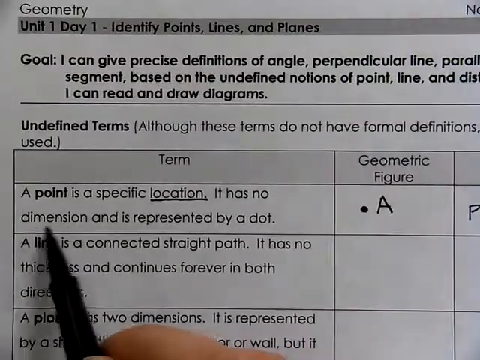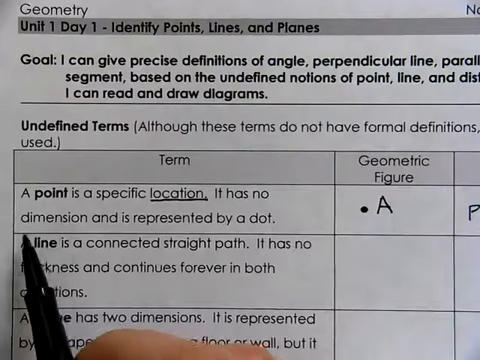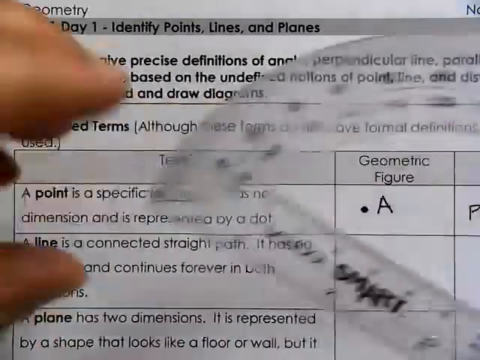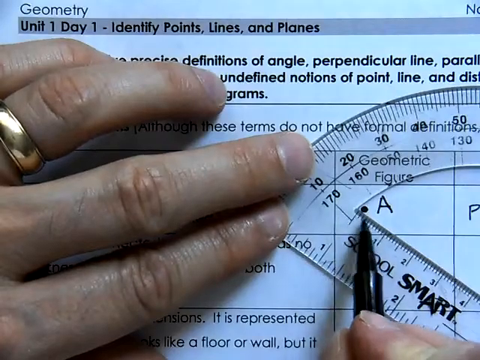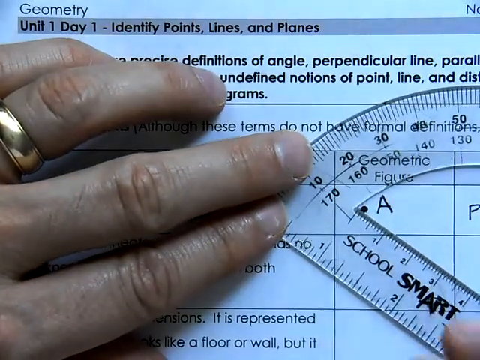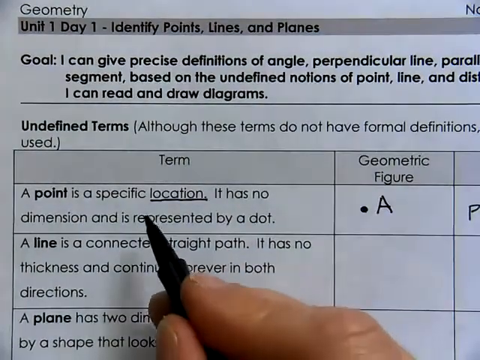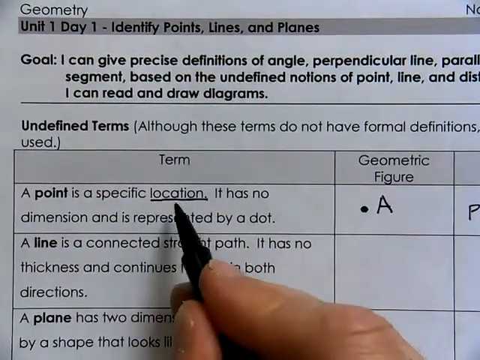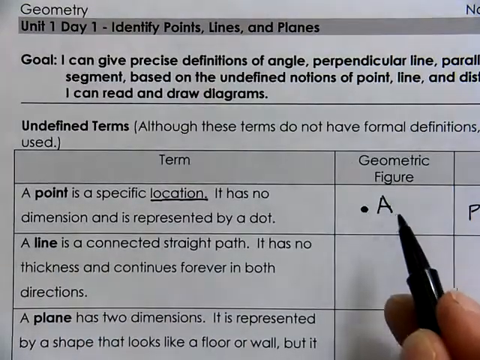Now, this has no dimension, and that might seem a little bit strange, the idea of having no dimension, because you could take a ruler here and say, well, if I were to measure it, it looks like it might be 2 millimeters, 3 millimeters. But that's just a physical representation of the concept. The concept is that it's a location, not a size. And so we're saying the location has that name.